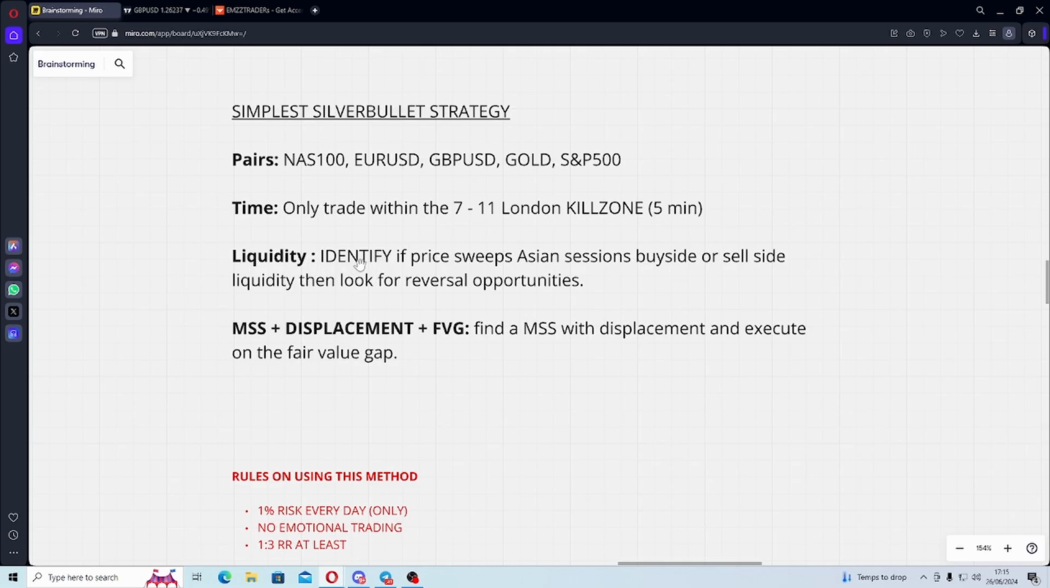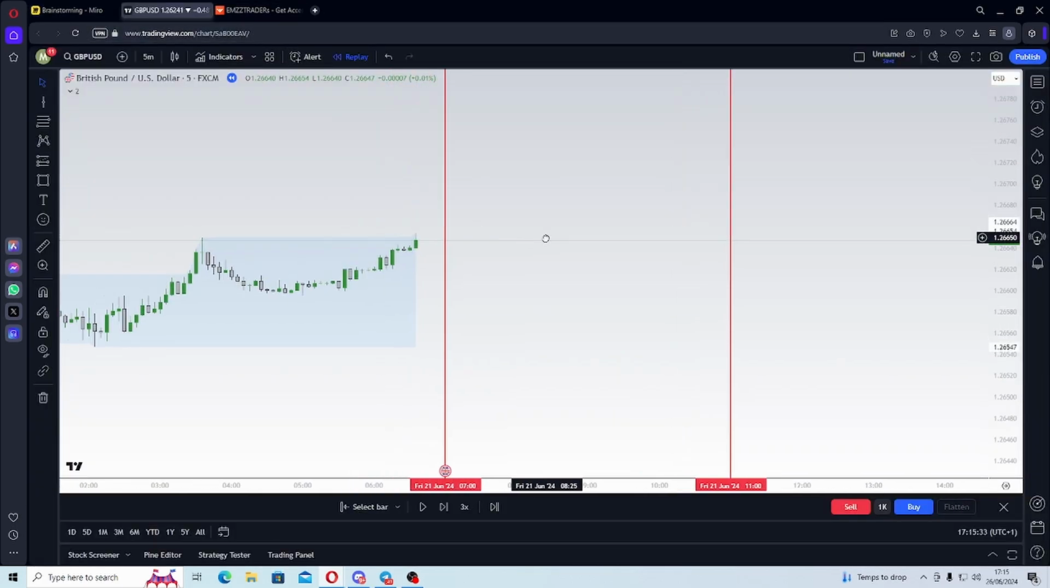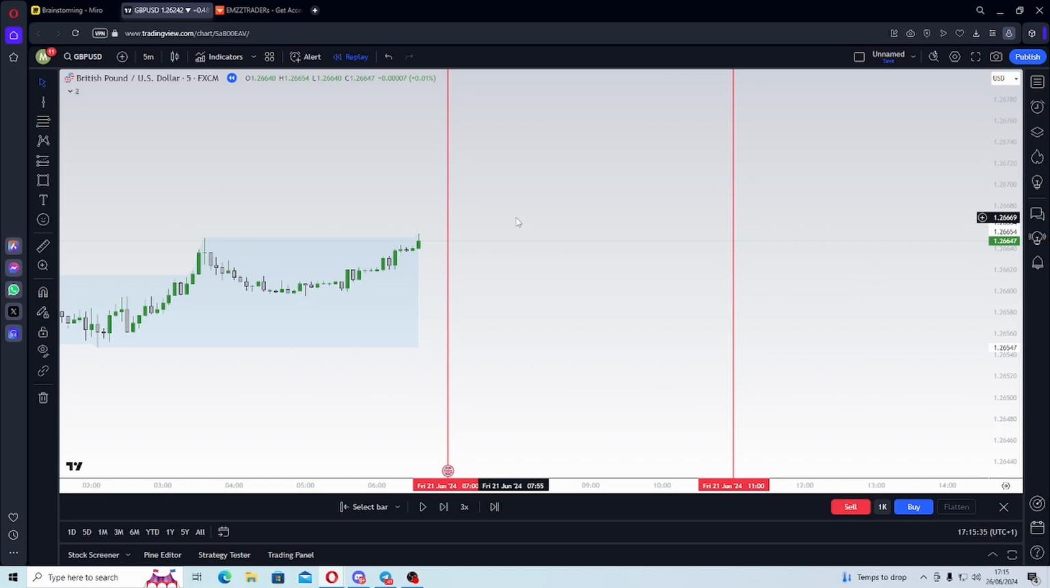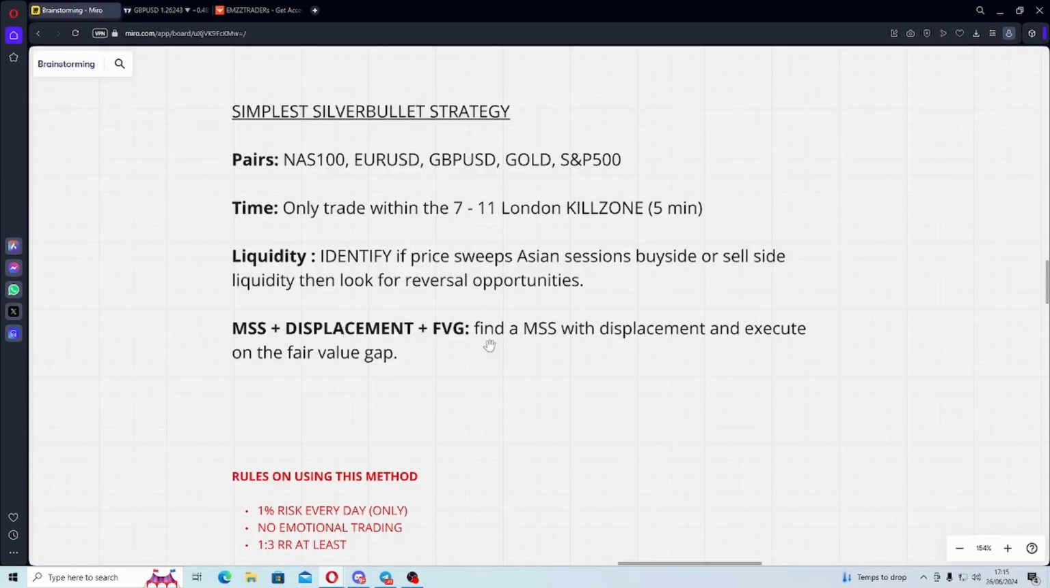Now we need to identify if price sweeps the Asian session's buy side or sell side liquidity. Then we look for the reversal opportunities. This is so easy.